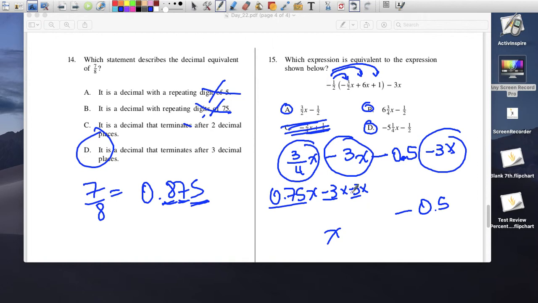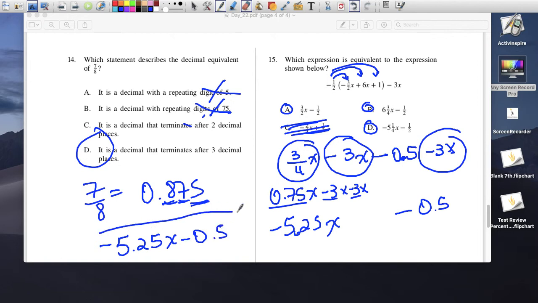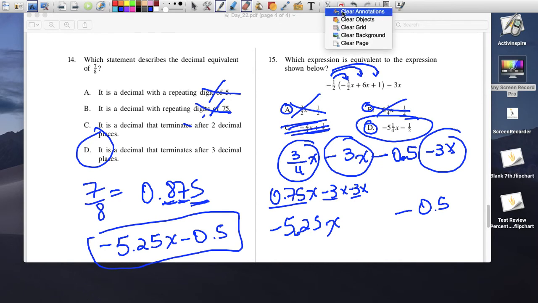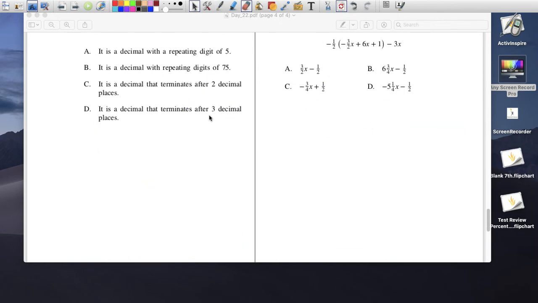0.75 minus 3 minus 3 is going to give you negative 5.25. So the final answer is going to be negative 5.25x minus 0.5. This other one is nowhere near it, and 6 3/4, no. And guess who our winner is? Negative 5 1/4 is the same thing as negative 5.25x minus 0.5, or minus a half. So that's the only one that is the same.